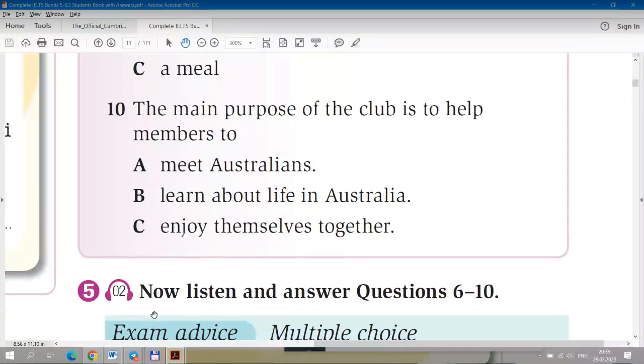Ko'pchilik B deyapti. Xo'p, hamma har xil javob tanlagan uchun qayta eshitamiz va men tushuntirib beraman qaysi javob to'g'riligini. Tarjima qilib ketamiz ma'nolarini.